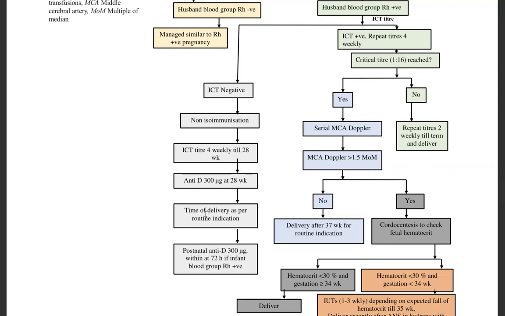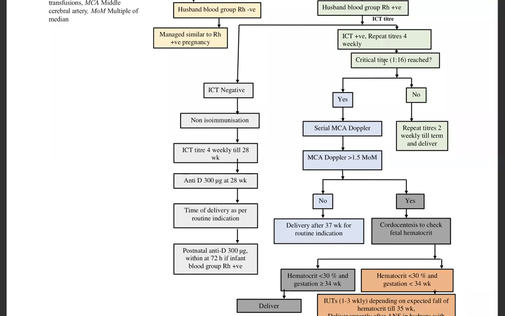The time of delivery doesn't depend on Rh, so it is as per routine indication. Once the baby is born, you have to check the baby's blood group. If the baby's blood group is positive, then only you give postnatal anti-D within 72 hours. So there is anti-D antenatally and postnatally that you have to follow.